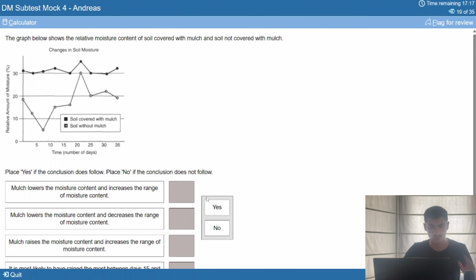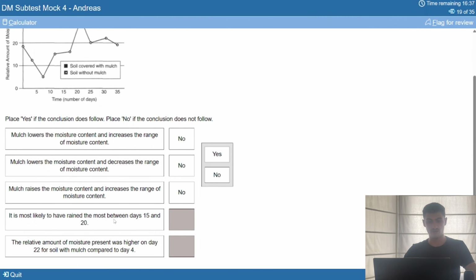Yeah, okay. The graph below shows the relative moisture content of soil covered with mulch and soil not covered with mulch. Okay, so soil covered with mulch is top graph, soil without mulch is the bottom graph. Mulch lowers moisture is above, so that's a no. Mulch lowers the moisture content and decreases the range of moisture content. So again, it's above it, so it's again a no. Mulch raises the moisture content and increases the range. The range seems smaller, so I'm gonna say no.